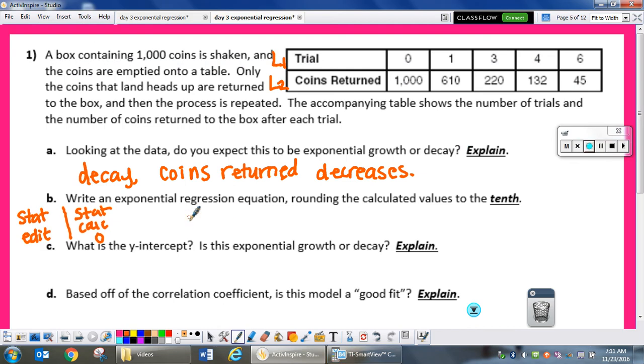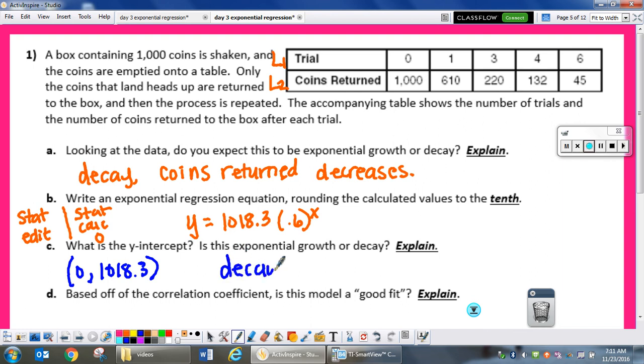So we're going to have y equals 1,018 and 3/10 times 6/10 to the x power. So your y-intercept, remember that's your A value where you start. I like to write it as an ordered pair. So it's 0, 1,018, and 3/10. And then this is decaying because 6/10 is between 0 and 1.